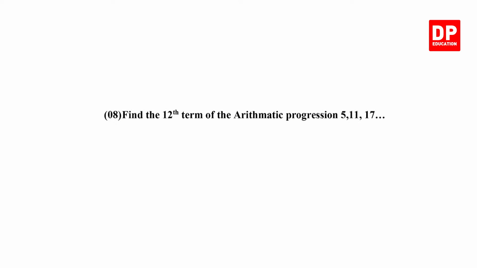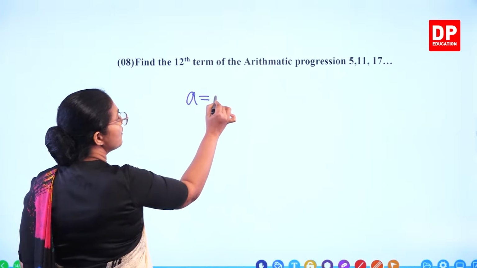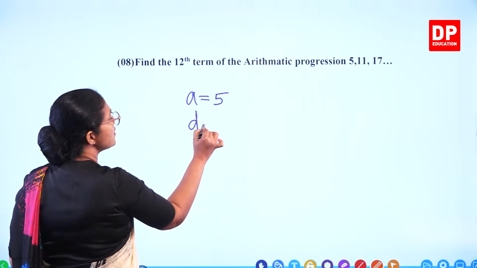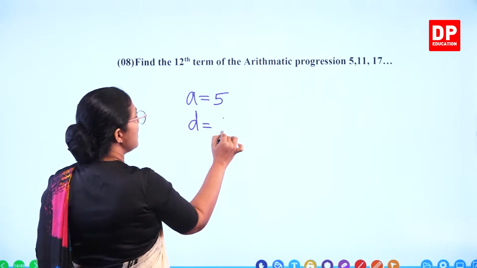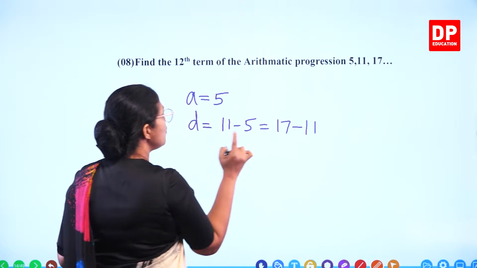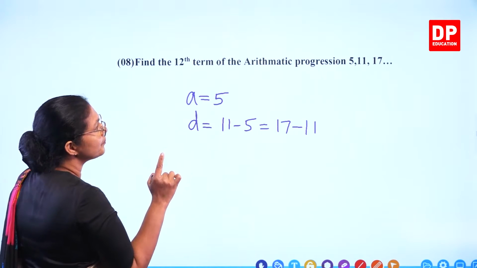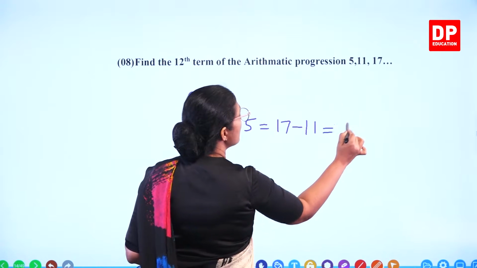Question number 8. Find the 12th term of the arithmetic progression 5, 11, 17. So what's the first term? First term is 5. What's the common difference? You can take the difference between any 2 terms, 11 minus 5 or 17 minus 11. You need to get the same answer. So 6 is the common difference.